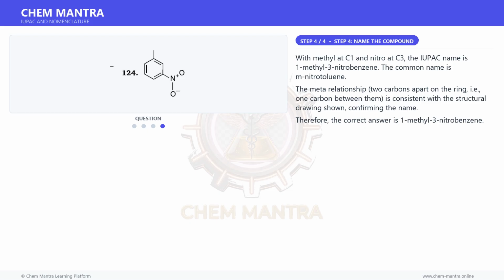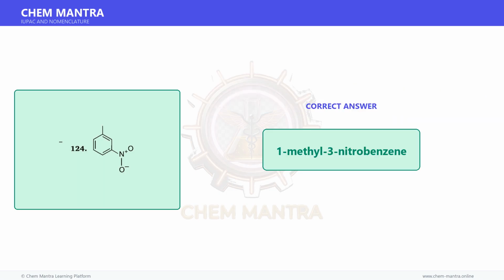1-methyl-3-nitrobenzene. The common name is m-nitrotoluene. The meta relationship, two carbons apart on the ring, i.e., one carbon between them, is consistent with the structural drawing shown, confirming the name. Therefore, the correct answer is 1-methyl-3-nitrobenzene. The correct answer is shown on screen.